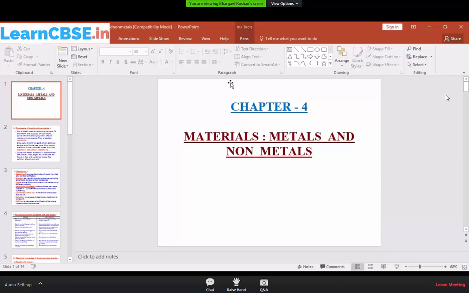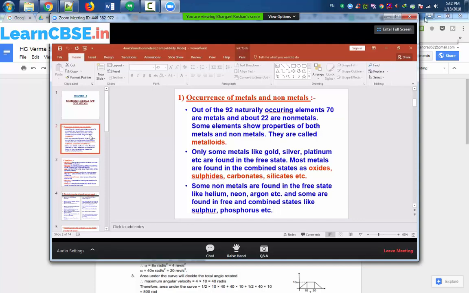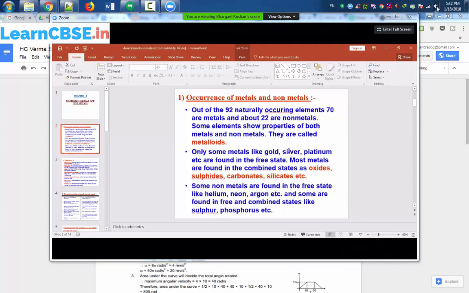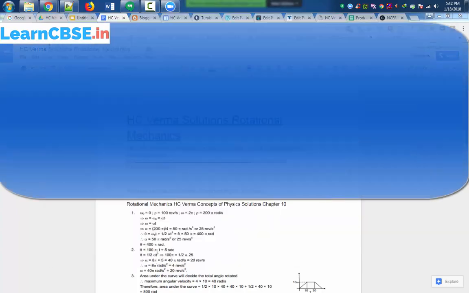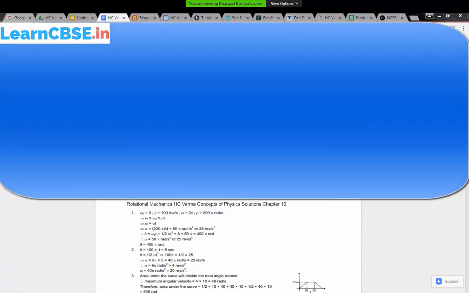Chapter 4 material. Okay, chapter 4: metals and non-metals. So, the occurrence of the metals and the non-metals. Out of the 92 naturally occurring elements, 70 are metals and 22 are non-metals.